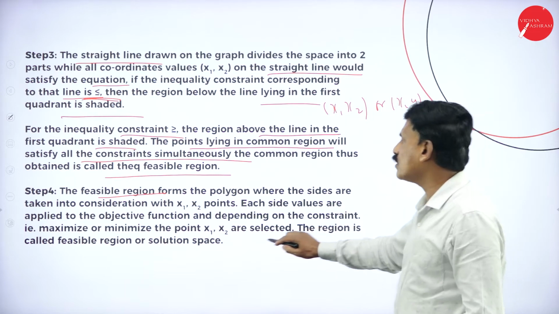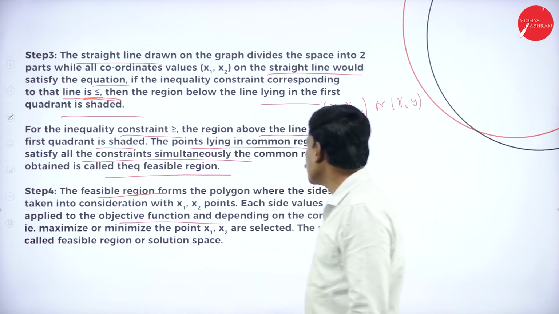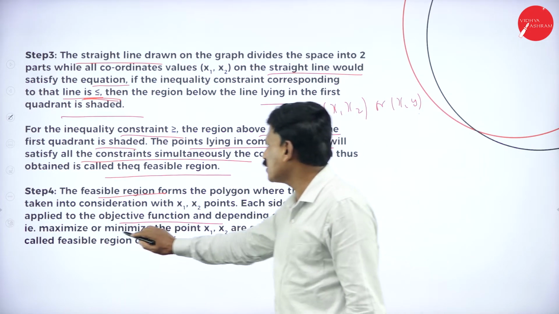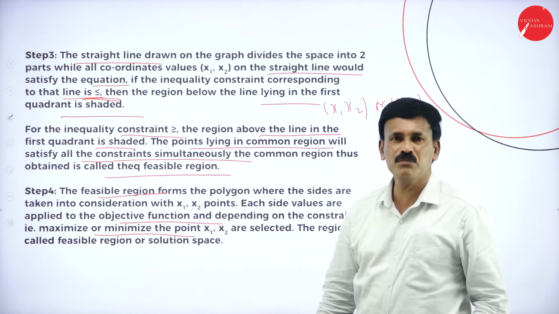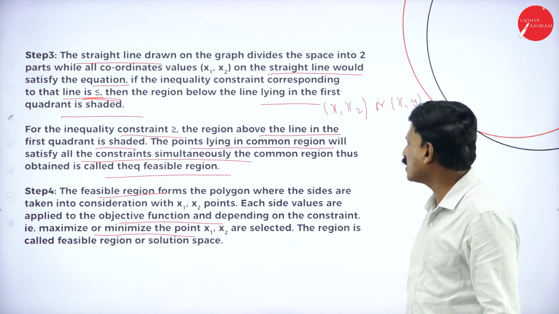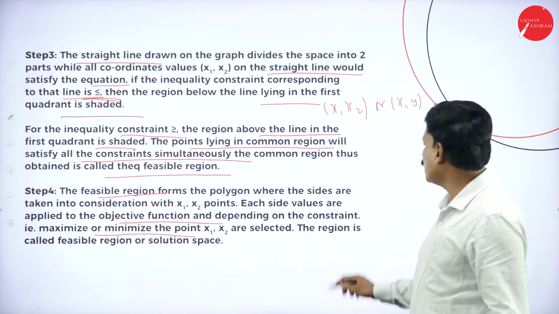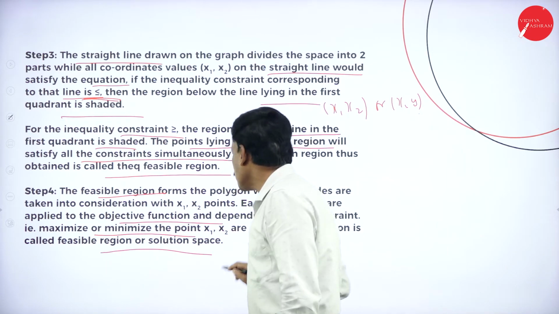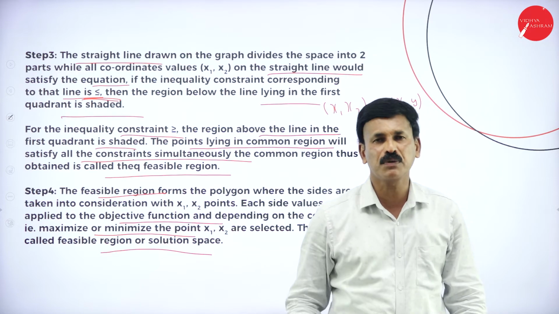Each side value is applied to the objective function, and depending upon the constraints, we are going to get the maximum and minimum value of the function at x1 comma x2. So the region is called the feasible region or the feasible space.